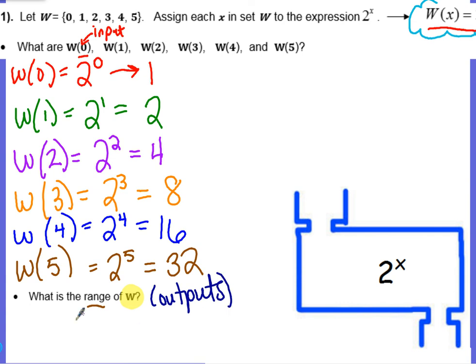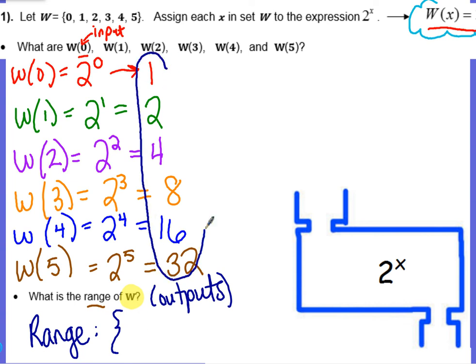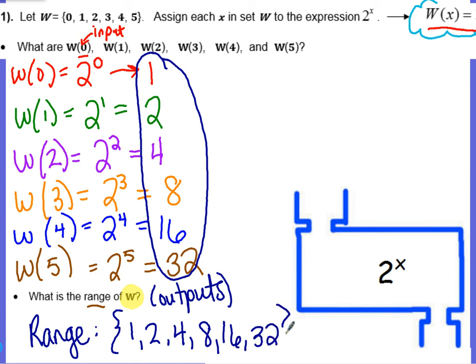So according to our inputs, the range of W, we like to list it in a set and in order from least to greatest. So take a look at your outputs. These are all of them right here. So 1, 2, 4, 8, 16, and 32. And that is how you evaluate your functions and take a look at the domain and the range values.